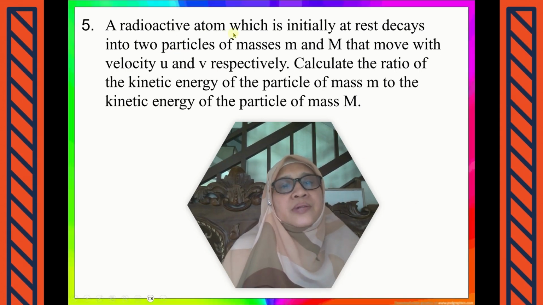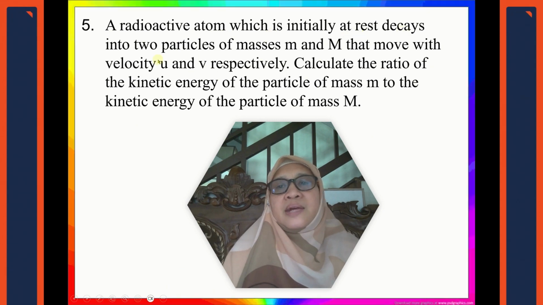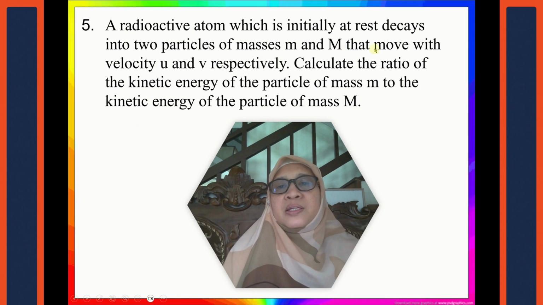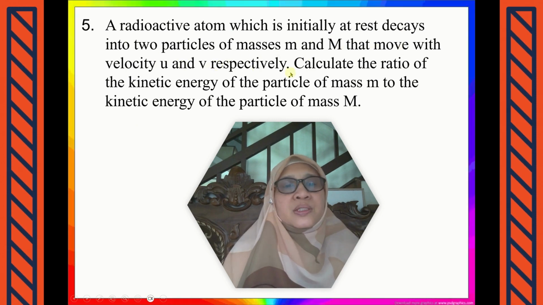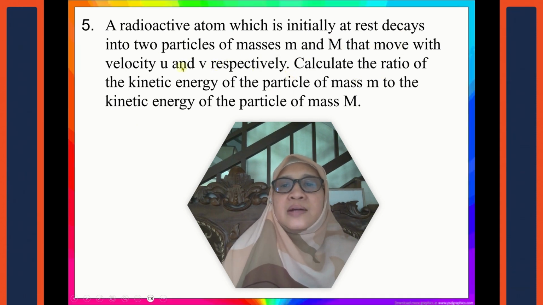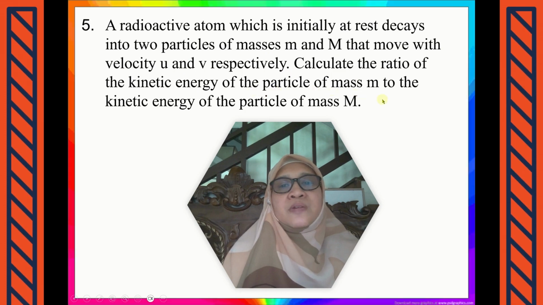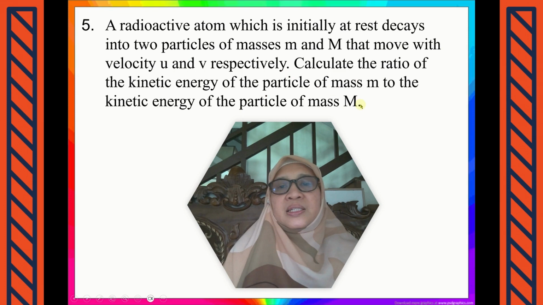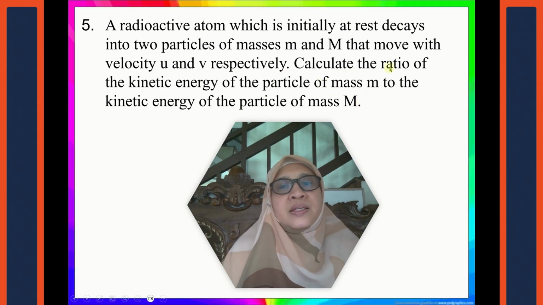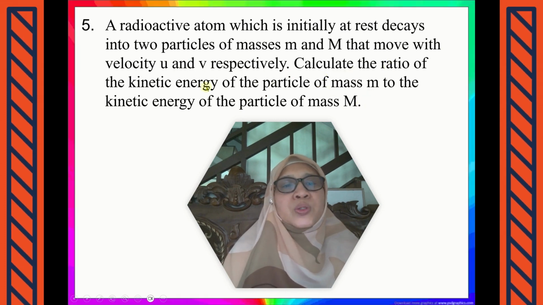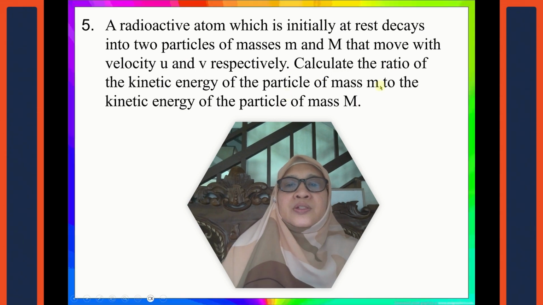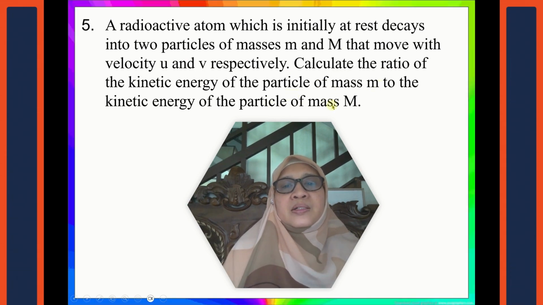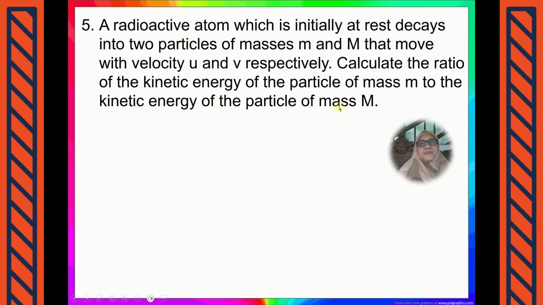A radioactive atom which is initially at rest decays into two particles of masses m and capital letter M that move with velocity u and v respectively. Calculate the ratio of the kinetic energy of the particle of mass m to the kinetic energy of the particle of mass capital M. So we are going to find the ratio of kinetic energy. Particle with mass m first, then divided by particle of mass capital letter M.